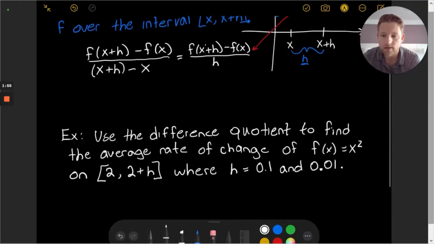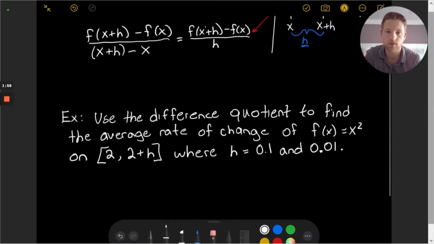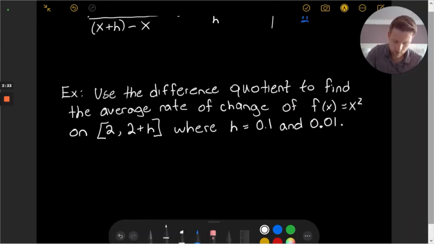So this example asks us to use the difference quotient, which we took a look at above, to find the average rate of change of f equal to x squared on the interval 2 to 2 plus h, where h is equal to 0.1 and 0.01. So we have really two problems to figure out. One, when our small value h is 0.1, and a second when our h is 0.01. So let's consider the first case. The first case is when h is equal to 0.1.